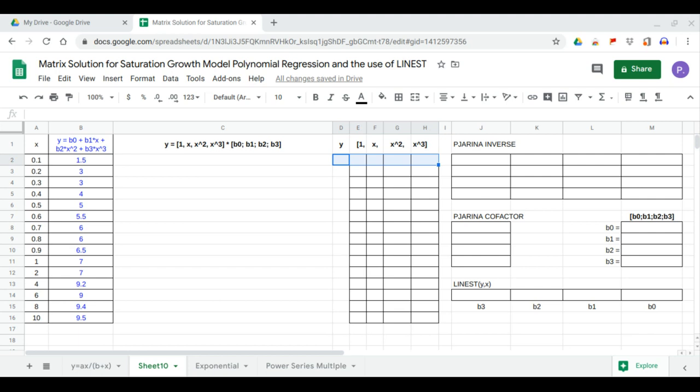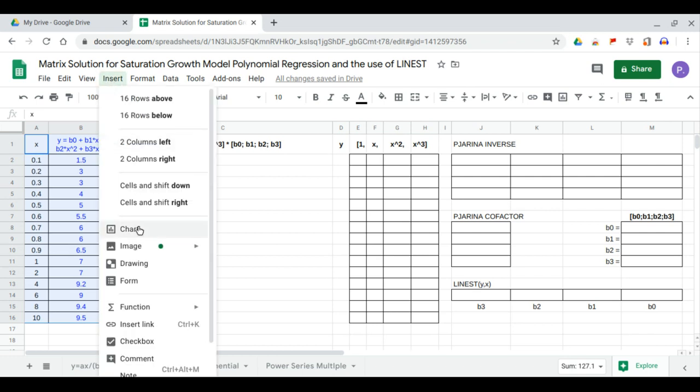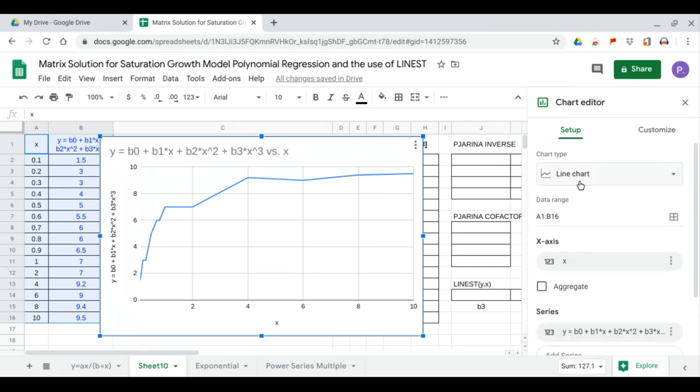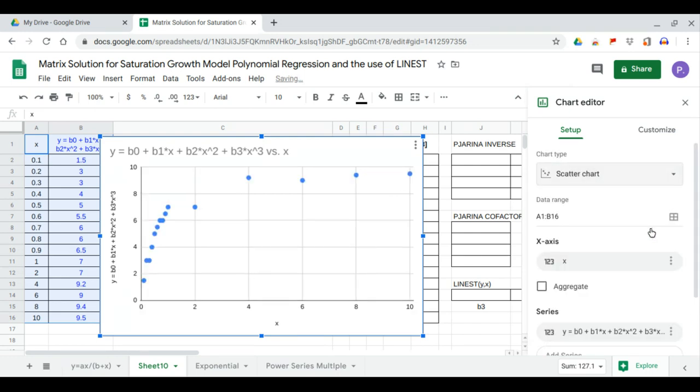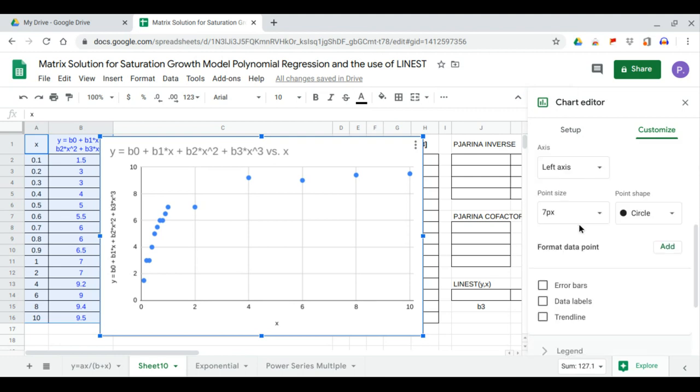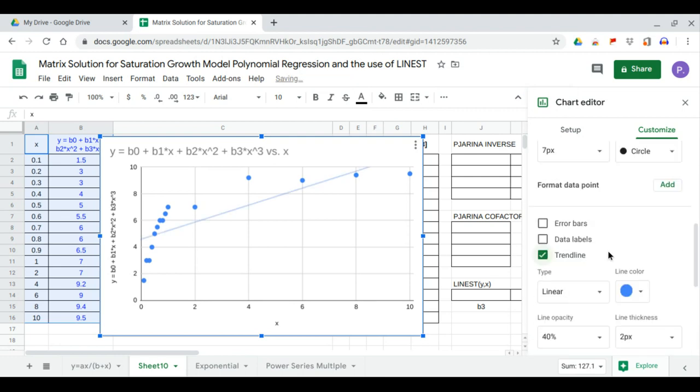Hello, in this video we will use matrix solution for saturation growth model polynomial regression and use LINEST to draw the trend line of this dataset. Let's begin with the chart, and we use the scatter chart and show the series trend line.